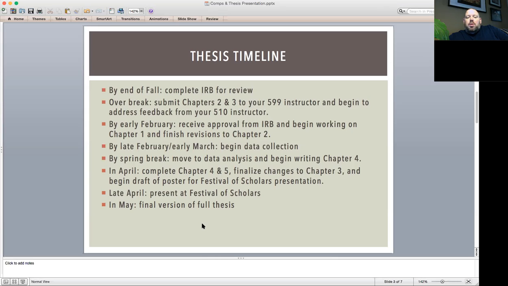Additionally, in April, you have to begin, based upon your instructor and how they're setting up, to draft out your poster for the Festival of Scholars presentation in late April. The last week of April typically is the Festival of Scholars, where you present at the Graduate School of Education Poster Symposium.